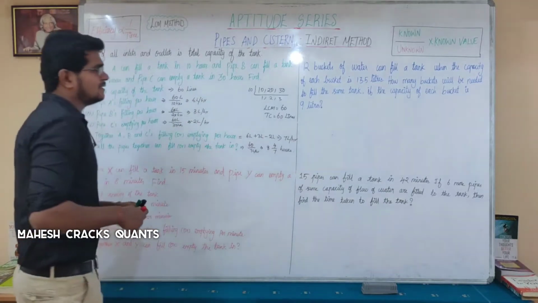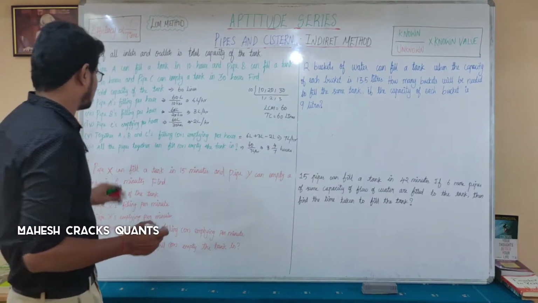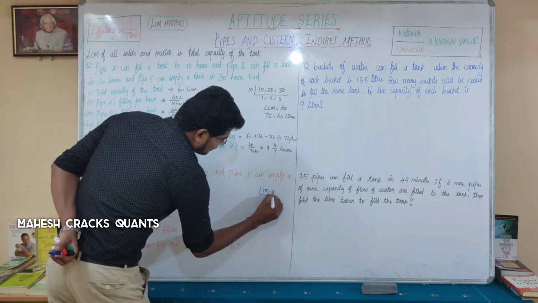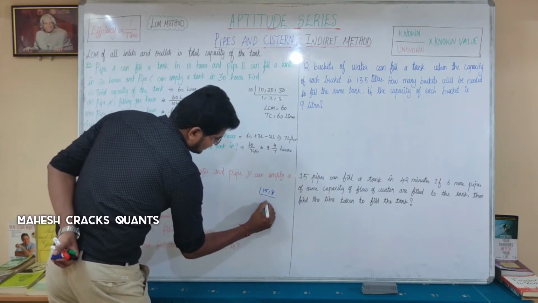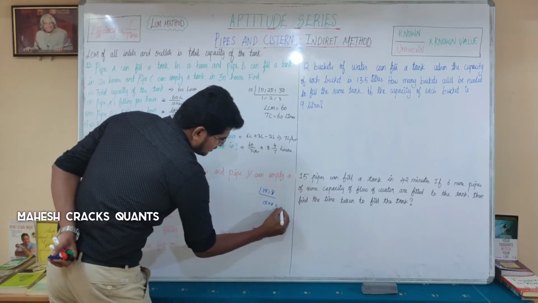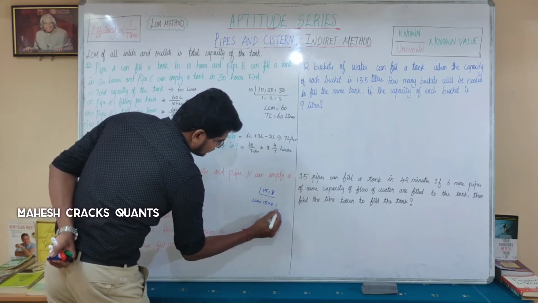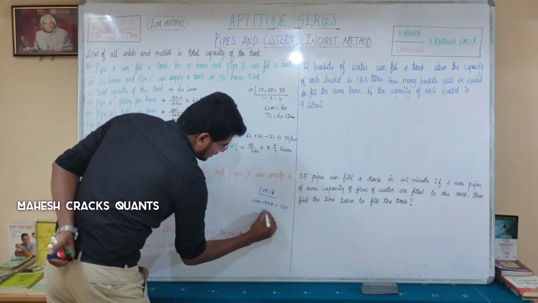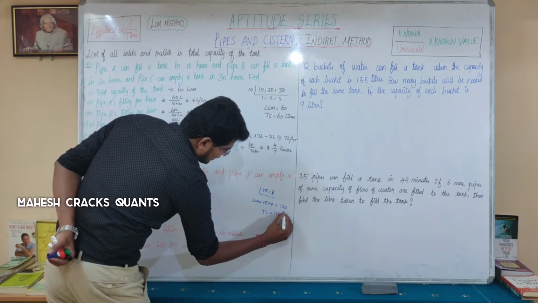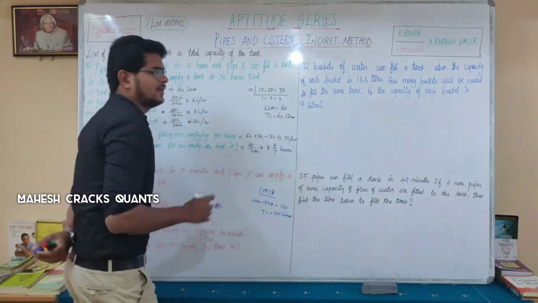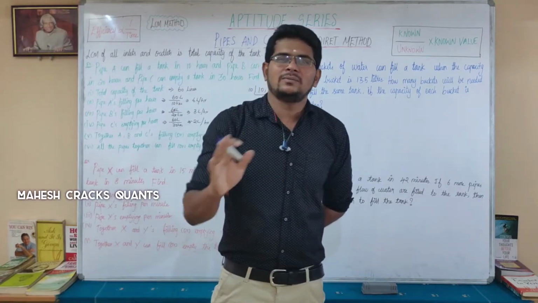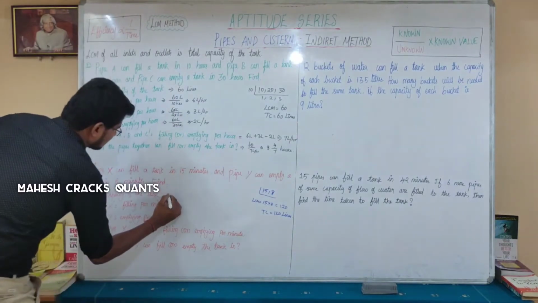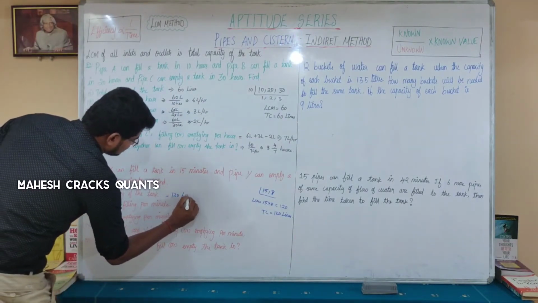At first, find the LCM of the given numbers. The numbers are 15 and 8. There is no common factor between these two, so the LCM is 15 into 8, which is 120. So the total capacity is 120 liters. When it comes to tanks, you have to imagine the capacity as a number of liters. So the total capacity is 120 liters.